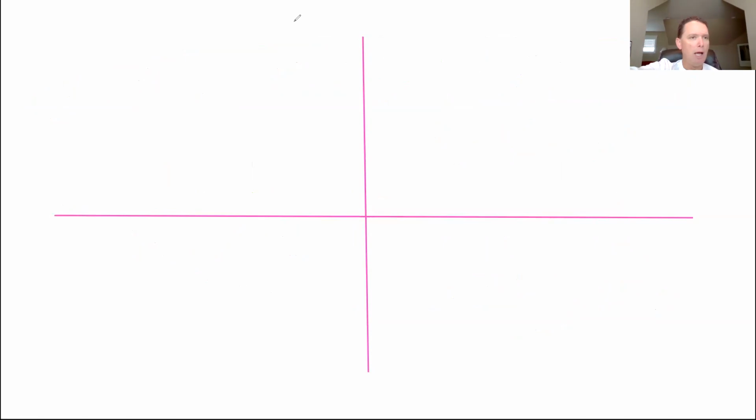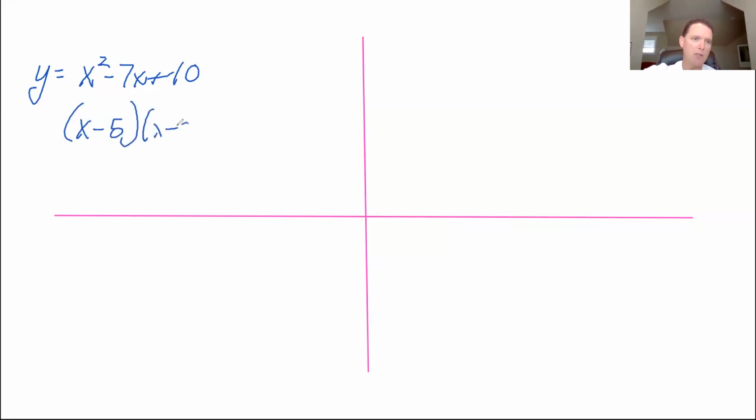Here's a problem. How about this one? Y equals x squared minus 7x plus 10. Have we seen that before? I think we have. So what I'm going to do now is factor this into x minus 5 and x minus 2, okay? And I'm going to think about this in terms of zeros, not in terms of a function. In other words, I'm going to think about this in terms of what values of x make this function equal 0.